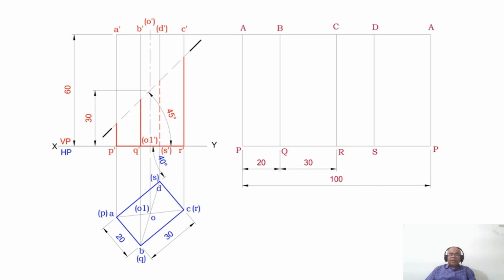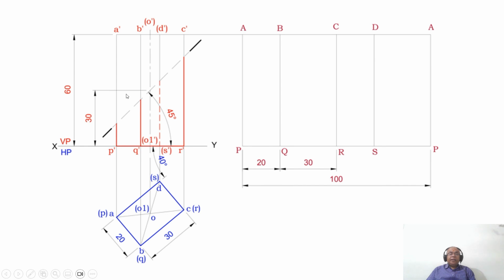For developing, since I need not find the true length in any of these places, I can start directly. What I can do is draw a line from C dash toward this side. Similarly, from the end of XY, I will draw this line. Why am I doing this? Because AP, BQ, CR and DS all are in true length because they are parallel to VP. So in the vertical plane, these are already in true length.